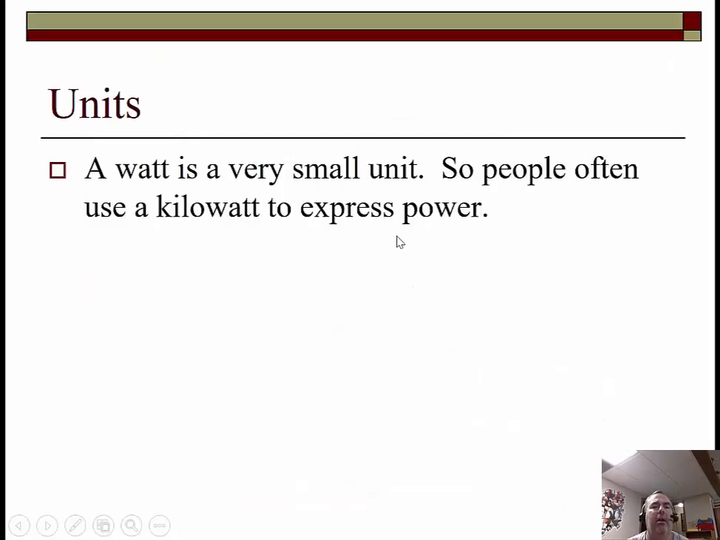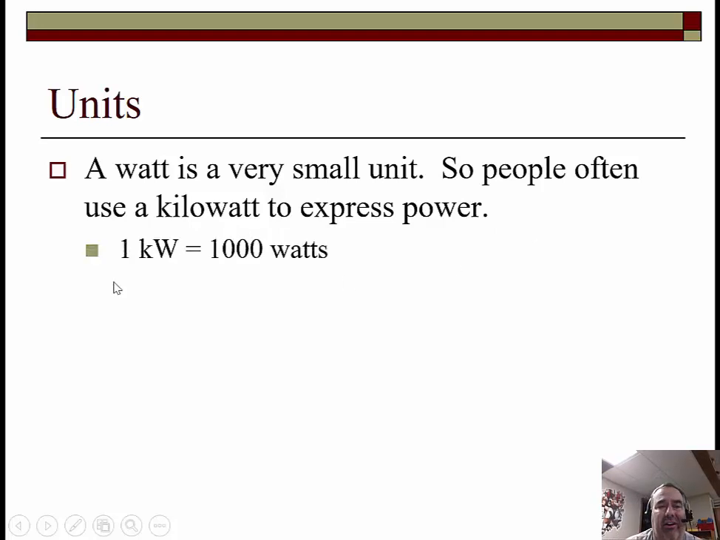Let's go ahead and talk some units. A watt is going to be a very small thing. If we're talking about light bulbs, maybe you've seen a 60 watt bulb, a 25 watt bulb, or a 100 watt bulb. But when we start talking about appliances like TVs, cars, machinery and tractors, a watt's going to be a very small unit. Even when we talk electricity, a watt is a very small unit. So oftentimes you see power being measured in kilowatts.